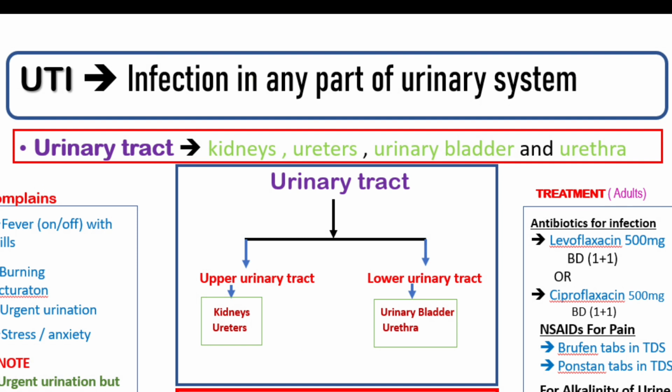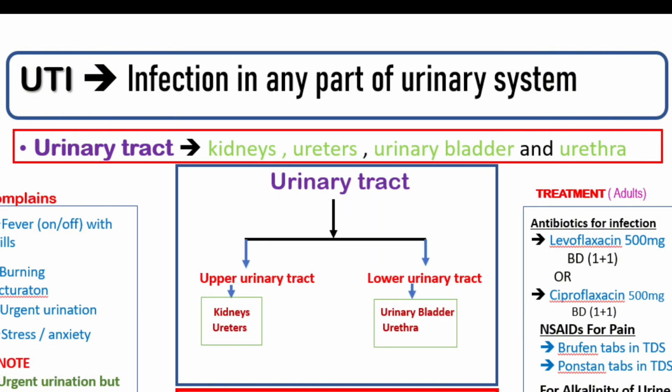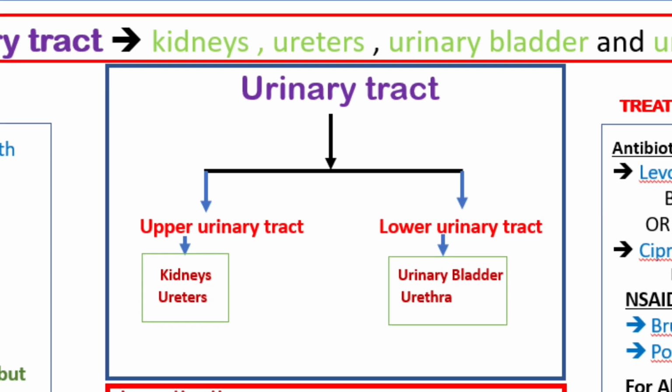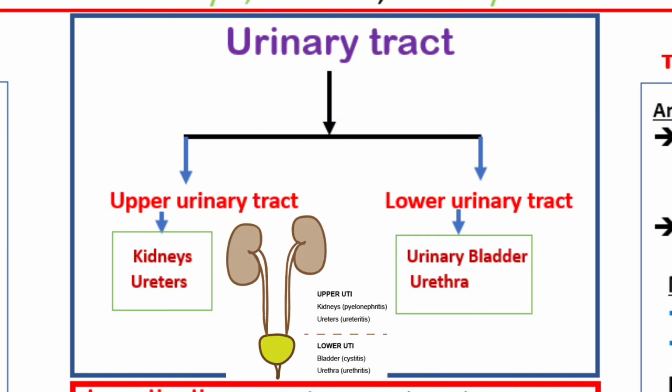The urinary system in the body is composed of kidneys, ureters, urinary bladder, and urethra, which is responsible for removing the waste products from the body in the form of urine. The urinary tract is further divided into two parts: the upper urinary tract and the lower urinary tract. The upper urinary tract is composed of kidneys and ureters. The lower urinary tract is composed of the urinary bladder and urethra.